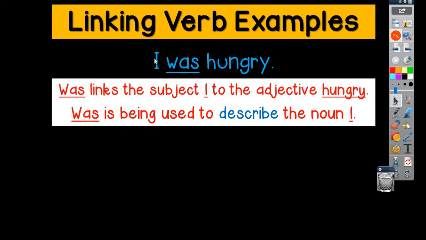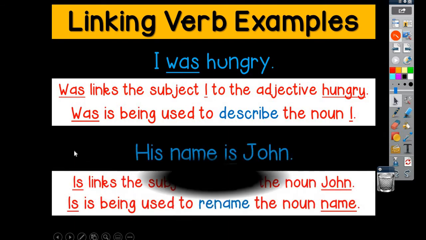It would sound really funny just to say, I hungry. Makes you sound like a caveman or something. I hungry. You need another word in there to kind of help stick them together. So I was hungry. That's why we have linking verbs. Same thing on this one.